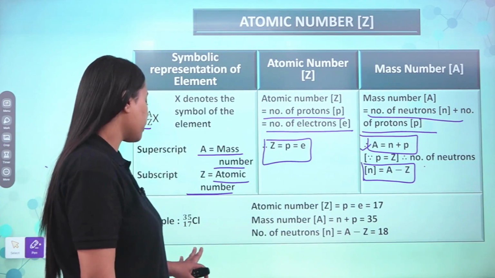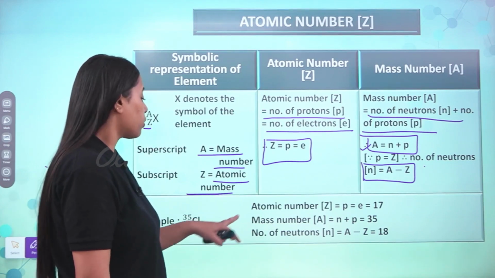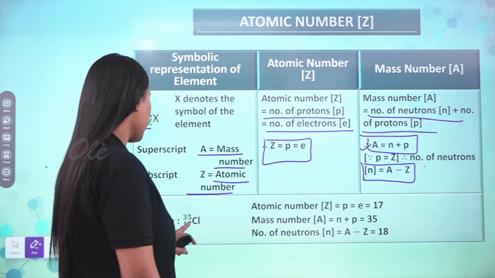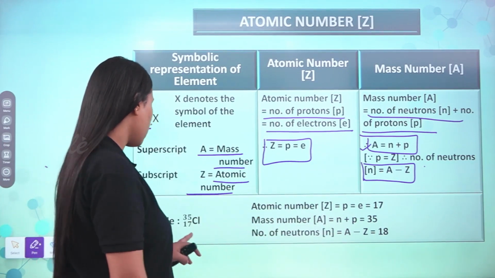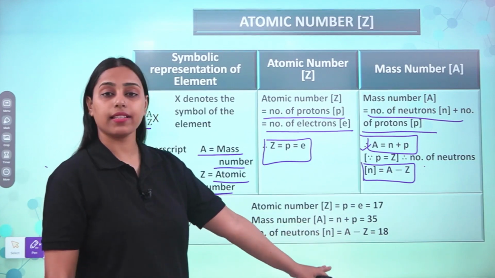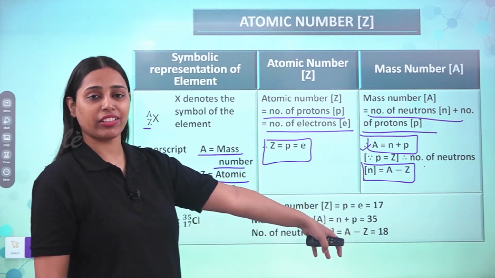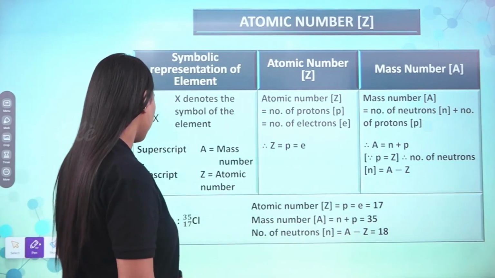If you want to calculate its atomic number, that would be written as a subscript. So atomic number is the number of protons and electrons only, that is 17, and its mass is protons plus neutrons, that is 35 here. So the number of neutrons will be calculated as mass minus atomic number, that will come out to be 35 minus 17, which is 18. So in this manner you calculate for any example.